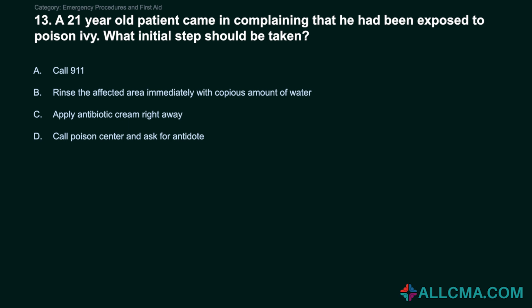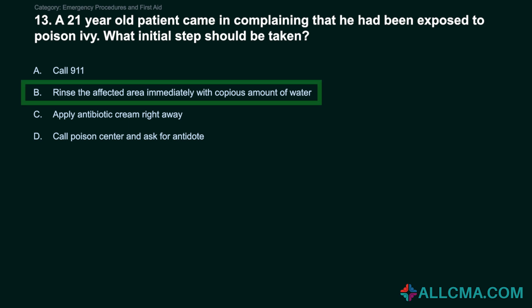13. A 21-year-old patient came in complaining that he had been exposed to poison ivy. What initial step should be taken? A. Call 911. B. Rinse the affected area immediately with copious amount of water. C. Apply antibiotic cream right away. D. Call poison center and ask for antidote.